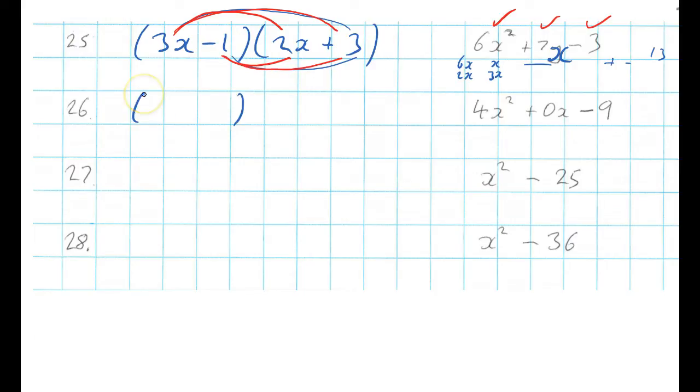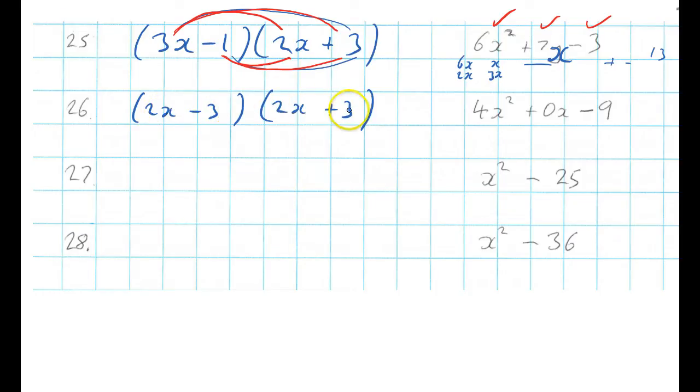I've got 4x. I've got no x's here. Okay. So actually, this bit is just like having a difference of 2 squares. I've got 4x squared minus 9. I actually know that that'll be 2x minus 3 and 2x plus 3.